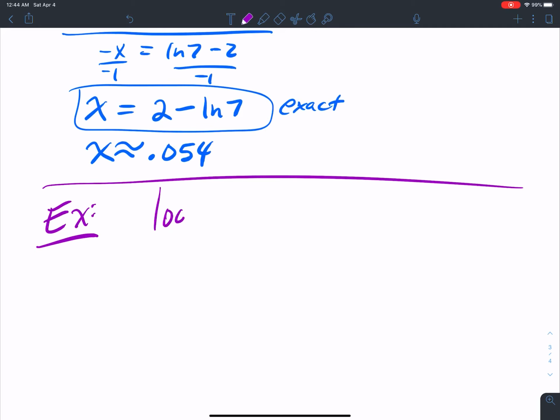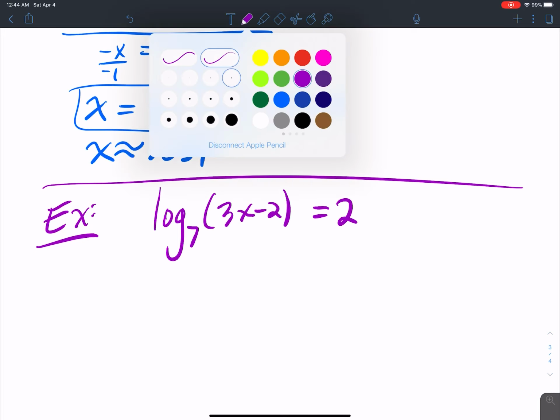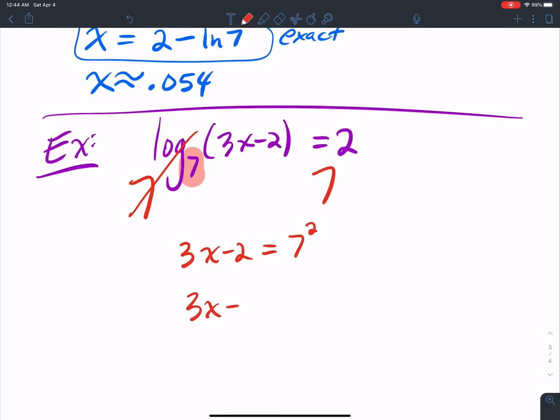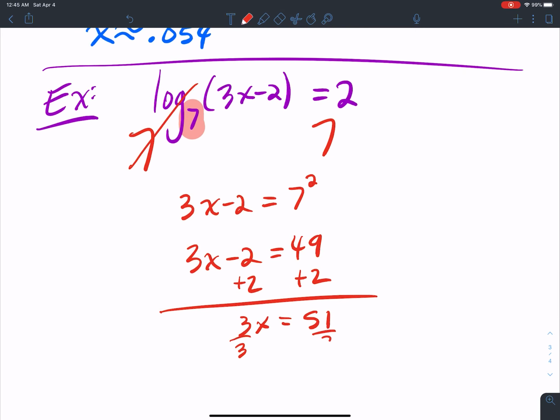Okay, log base 7 of 3x minus 2 equals 2. I see a log here. Now, how do I get rid of a log base 7? Well, the base here is 7. So I raise both sides to a base 7, and that cancels it out. I get 3x minus 2 equals 7 squared. So that's 3x minus 2 equals 49. So I add 2. 51 equals 3x. Divide by 3. x is equal to 17. Okay.